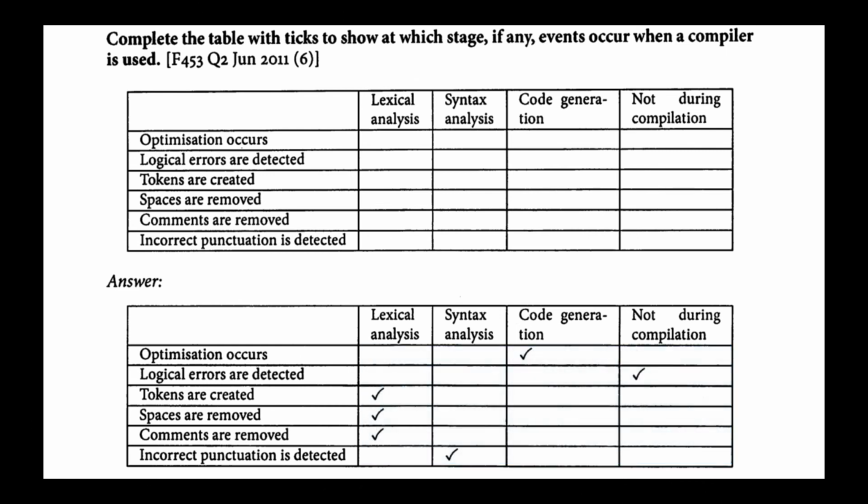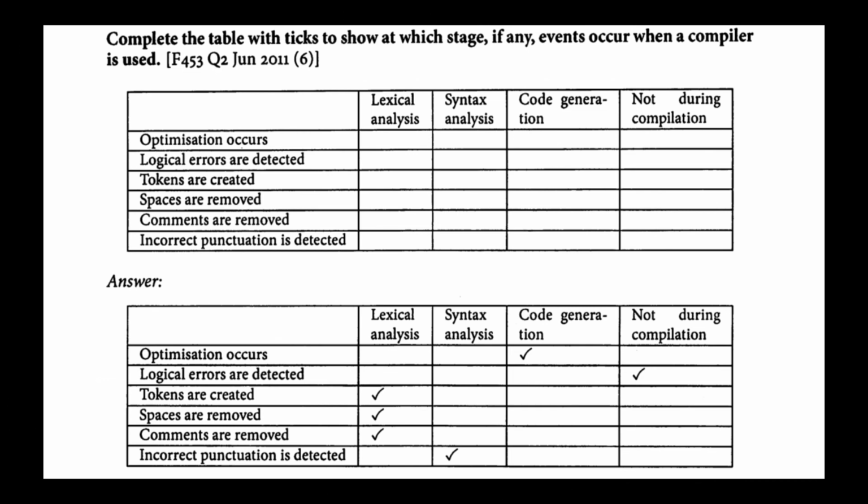The logical errors are detected not during compilation, because that is tested during the testing stage actually. I think that's black box testing maybe. Tokens are created in the lexical analysis, so spaces are removed and comments are removed as well. Incorrect punctuation is detected in the syntax analysis, as incorrect punctuation is just syntax, because does it match the rules of the program. So how well did you do on that?